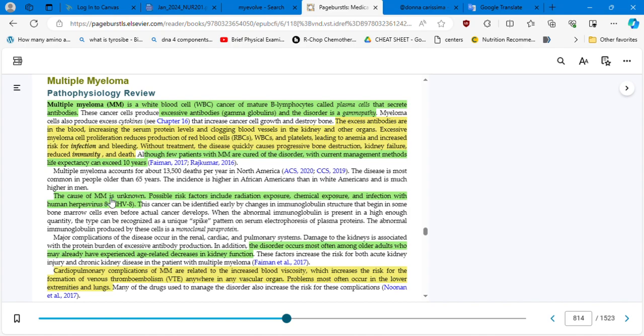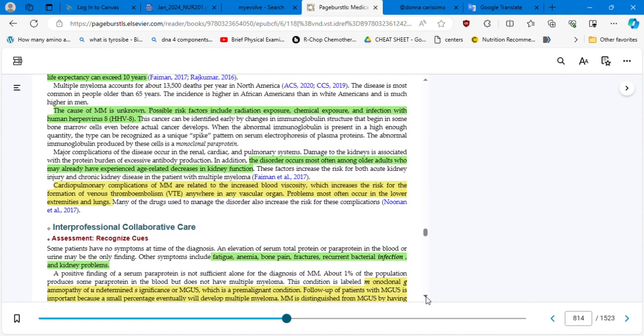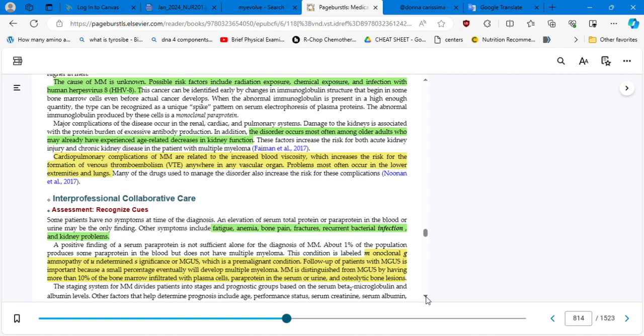The cause of multiple myeloma is unknown. Possible risk factors include radiation exposure, chemical exposure, and infection with human herpes virus. So here you notice the difference. In lymphomas, you have the presence of the Epstein-Barr. In multiple myeloma, you have the presence of the herpes virus. That is another virus that once it gets into your system is going to live there forever. The disorder occurs most often among older adults who may already have experienced age-related decrease in kidney function. Okay, so that's something you need to monitor.